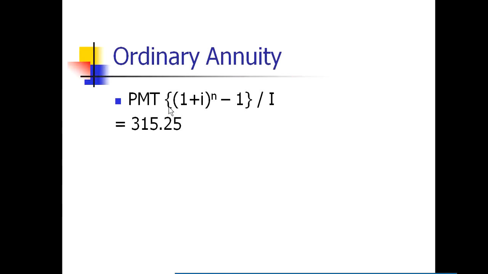And here is another method, which is through using the formula: payment multiplied by (1 plus i) to the power of n, minus 1, divided by i, where i is the rate of interest and n is the number of years. And finally we will get the same result.